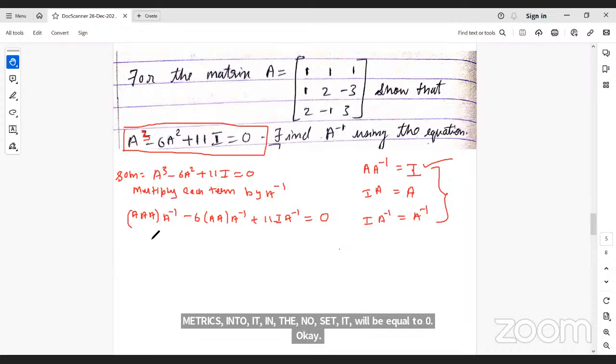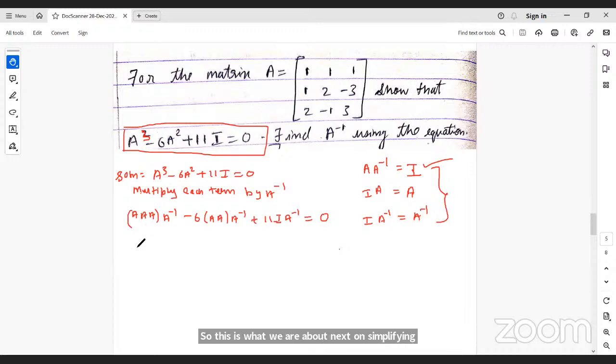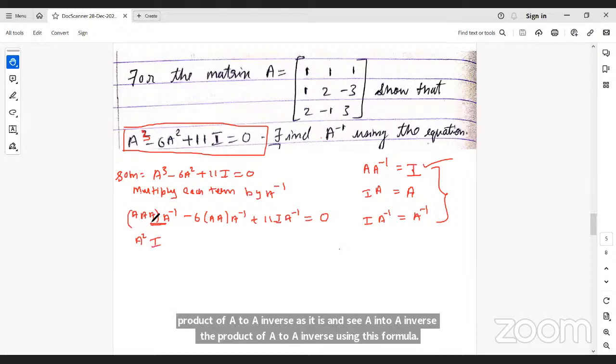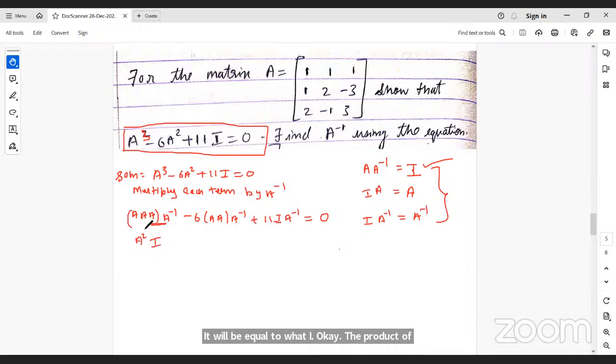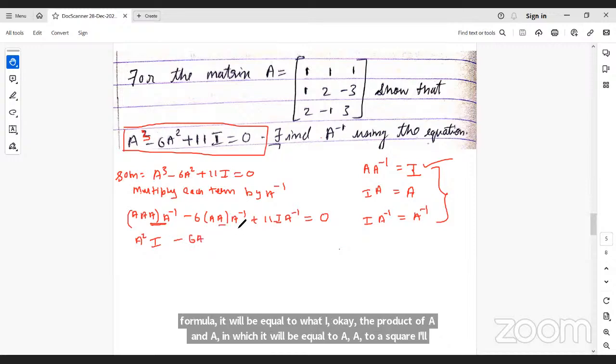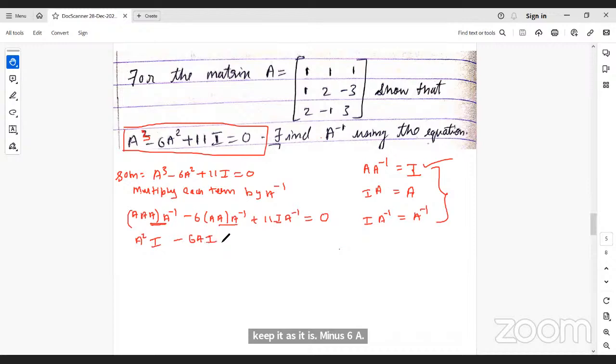Next, on simplifying further, pay attention. Out of the 3 A's, I'll write A square as it is, and A into A inverse, using this formula, will be equal to I. The product of A and A inverse is equal to I. A into A square I'll keep as it is, minus 6A as it is, and again the product of A into A inverse will be equal to I, and then plus 11I into A inverse. I into any matrix will be the same matrix, so it will be A inverse, which is equal to 0.